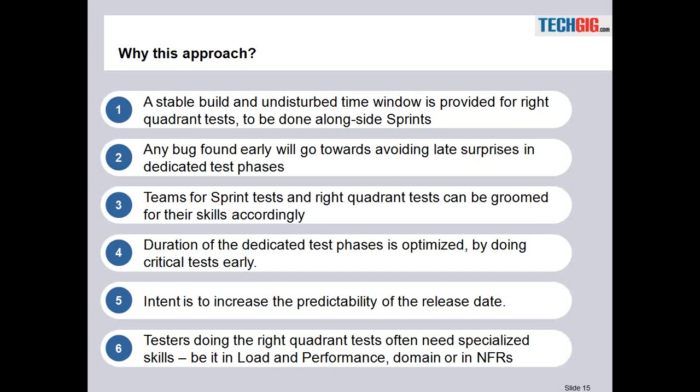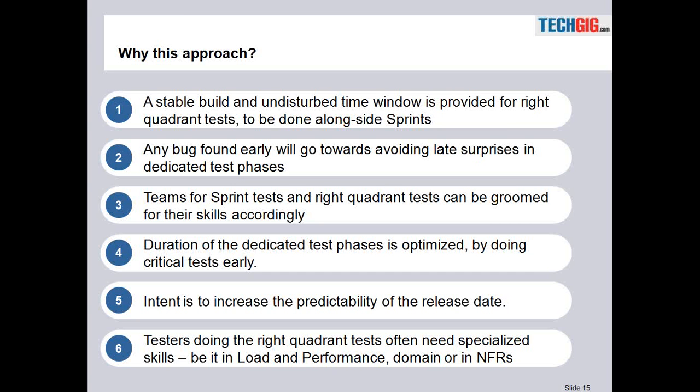And then we are also ensuring that we give a framework wherein the teams doing the sprint tests and the right quadrant tests can be groomed for their skills accordingly. As we saw earlier, the testers within the sprint teams have to be really good in using the tools, good in doing the functional tests, and good in coming up with the acceptance criteria for the use cases. And the people doing the right quadrant tests have to be really specialized, either on the domain side or on the non-functional requirement side, so that they are able to do those specialized tests and really uncover these defects.